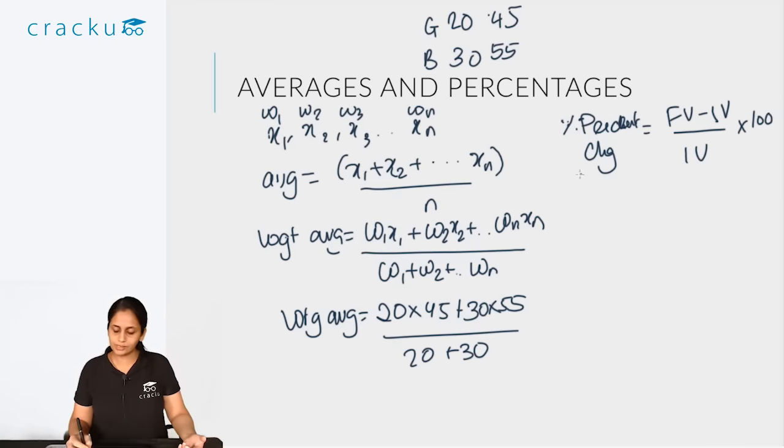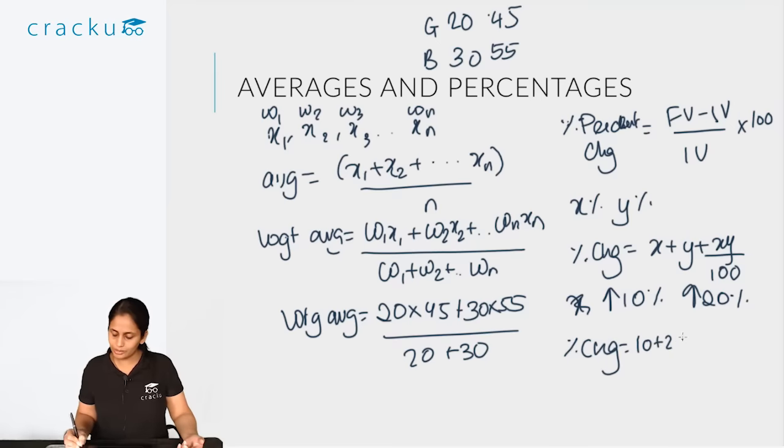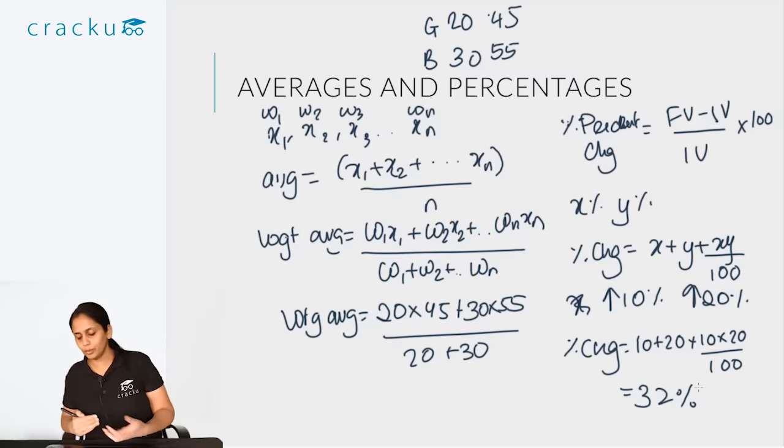When you have two successive percentage changes, for example, X percent and Y percent, the combined percentage change would essentially be X plus Y plus XY by 100. So for example, if the value increases by 10% and then again increases by 20%, the combined percentage change would be 10 plus 20 plus 10 into 20 by 100. So this is 32%. So the combined increase in the value of the thing would be 32%.